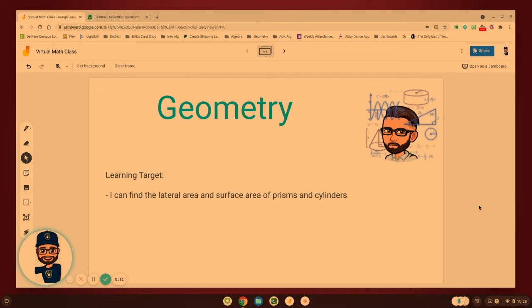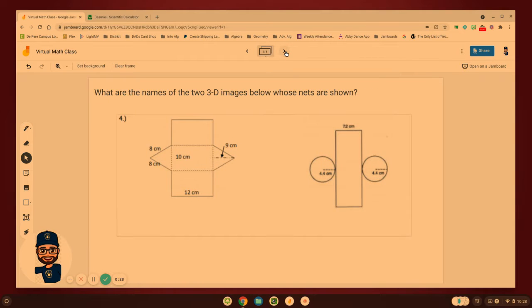Today we are going to focus on lateral area and surface area of prisms and cylinders. So we're not looking at all shapes today, just prisms and cylinders, and we're going to talk about two types of areas. But first, looking at these nets, please pause the video and give me the most appropriate name for each one of these three-dimensional figures based on the net.